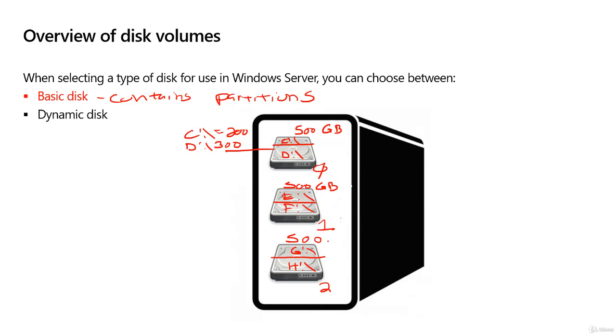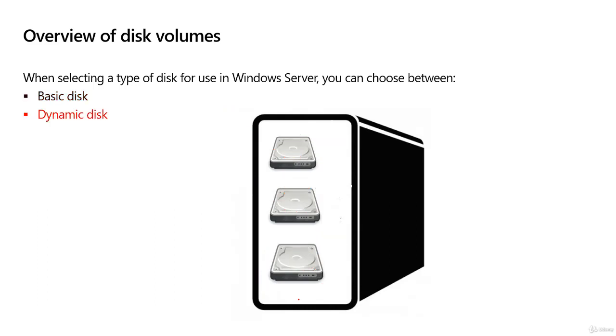So the key takeaway here: you have 1,500 gigs of space in your server, but you have no block of space that could be any larger than 500 gigs because you don't have a way to combine the space from these disks. Sometimes what we need is to be able to combine space from multiple drives just so I have a larger block of space to actually work with. That's where dynamic disks come in.